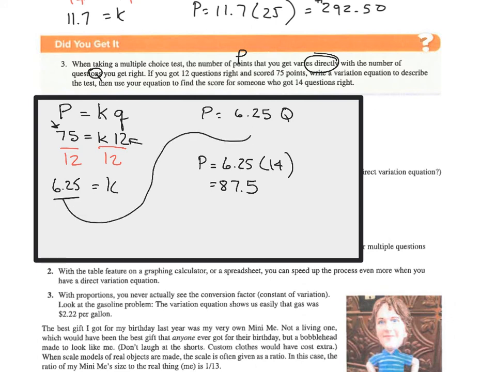Put the constant of variation in for that K, 6.25. I rewrite my equation. Then it said, what did somebody score? Use that equation to find the score for someone who got 14 questions right. And there we go.